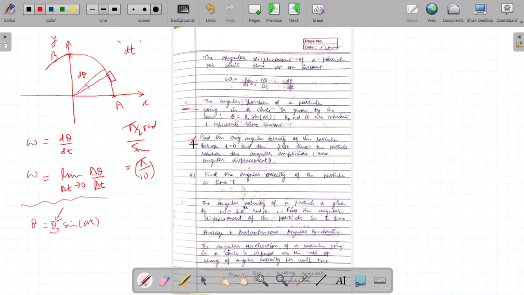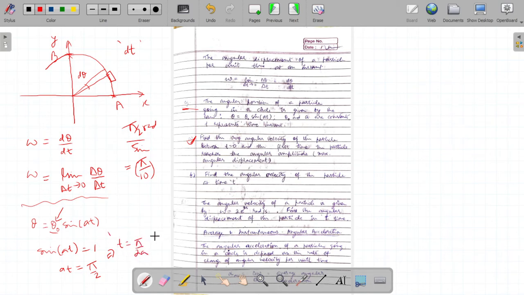So in the first part of the question, let us read what is asked in the question. So it is asked in the question, find the average angular velocity of the particle between t equal to 0 and the first time the particle reaches the angular amplitude, that is the maximum angular displacement. So the time at which the particle would reach the angular amplitude, that is the value theta naught, would be when sine at becomes 1, that is the value at becomes equal to pi by 2. So this implies that the value of time should be equal to pi by 2.